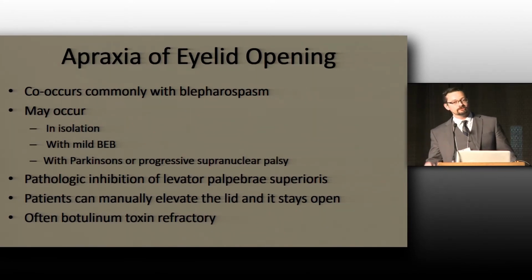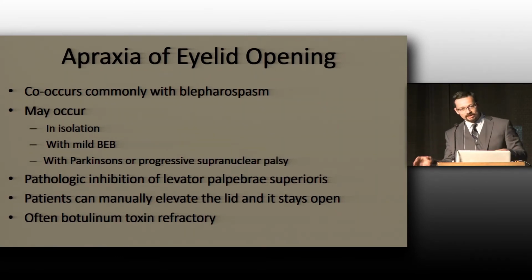So in these patients, especially if they have isolated apraxia of eyelid opening, I ask those questions and do the exam very carefully to see if there are any warning signs that we might be dealing with another associated neurologic disorder. And this is a pathologic inhibition of the levator palpebrae superioris. So if I break that down into non-medical jargon, the muscles responsible for opening up the eyelids aren't working properly. So it's not that the eyes are spasming, it's that the eyes don't want to open up.